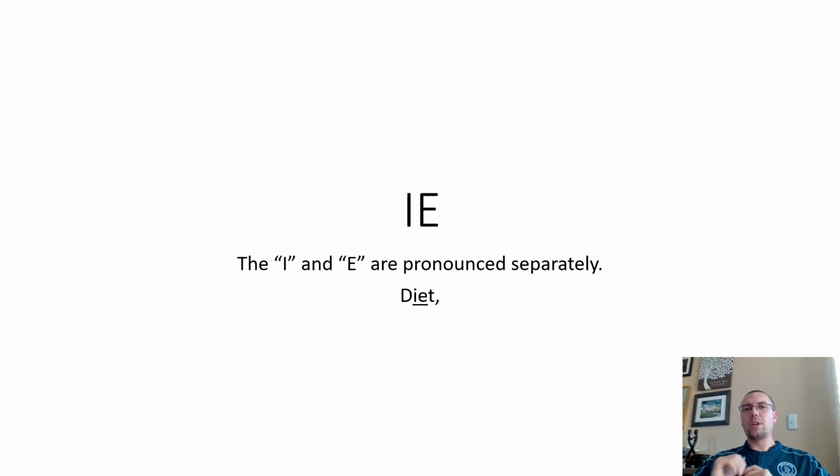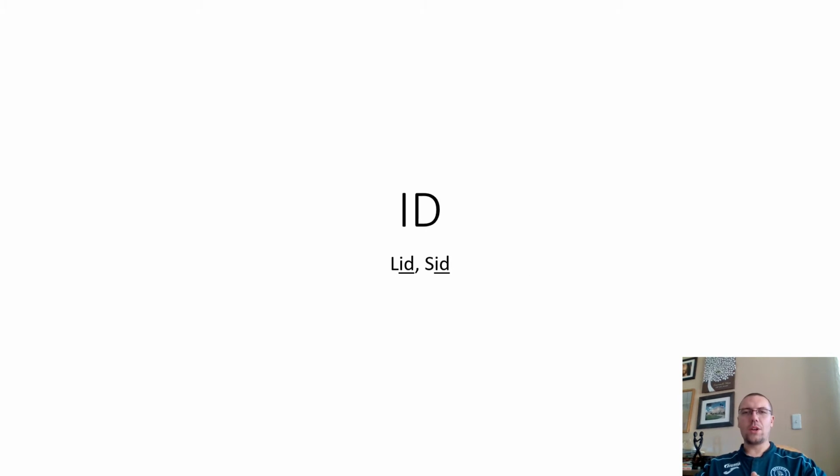I and E. So whenever you see I and E together, they're pronounced separately, like in diet. All right, so ID. So we're going to start to see a trend here where you have the letter I and then another letter, and then you add E at the end, and it's going to start making a different sound with the letter I. So for example, ID, this makes the "id" sound, such as in lid or in Sid.